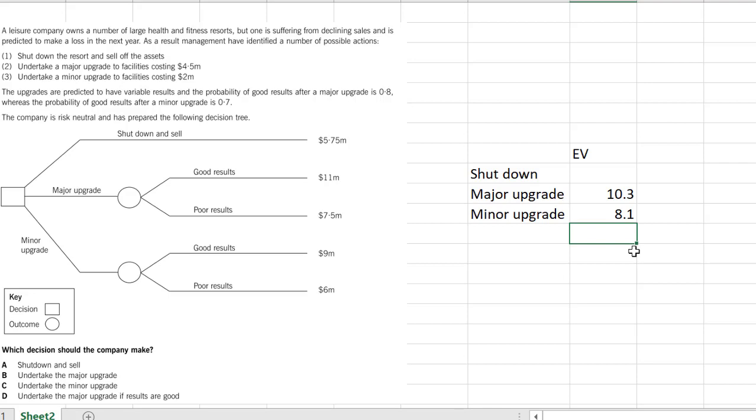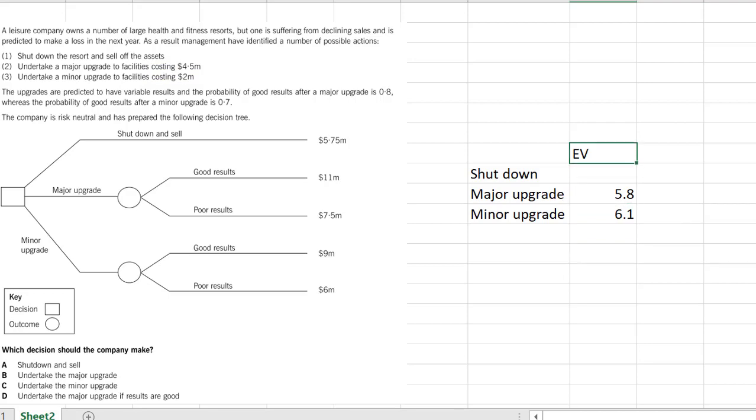Now, the only thing we have to do then is subtract from that the costs of the upgrade. So I can just come back into this cell. Let me wrap what I did in brackets. Okay, and now I can subtract from that the 4.5 million of cost. The minor upgrade had 2 million of cost. Wrap those in brackets, parentheses, excuse me, minus 2, 6.1. Okay, now we have the expected value of each decision.